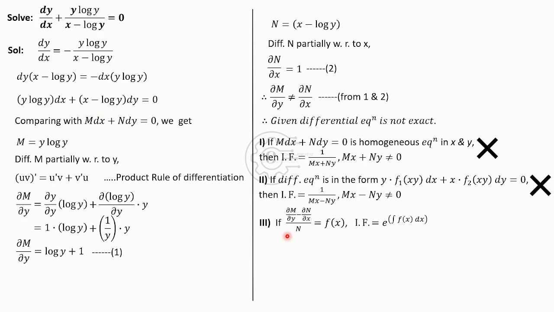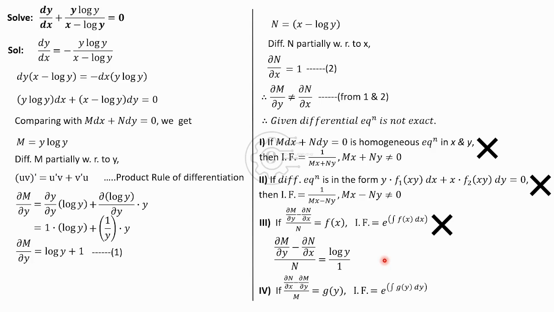After this comes criteria number 3, where we use the ratio (del m upon del y minus del n upon del x) whole divided by n. If this ratio is a function of x, then we can use this criteria. So let us substitute the value: del m upon del y minus del n upon del x is equal to log y plus 1 minus 1. So we get log y whole divided by n, that is 1. Now this value is not a function of x, therefore we cannot use this criteria.